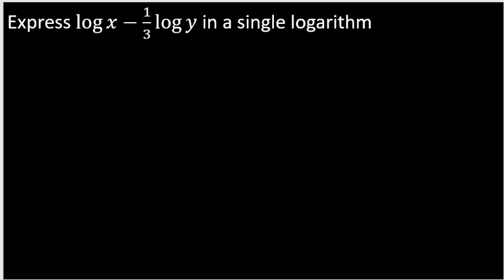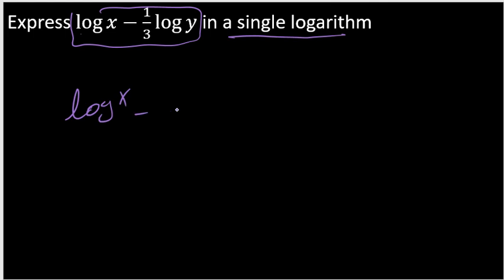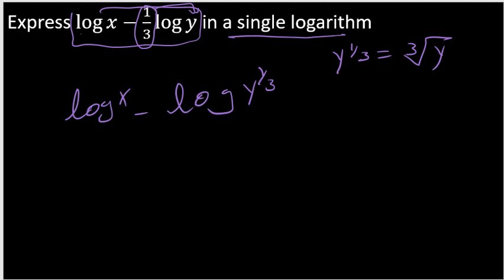The next one, it says express this logarithm as a single logarithm. There are two logarithms here expressed as a difference, so we have to make it a single logarithm. They do have the same base 10. So what I can do is log x minus log y with the 1/3 as the coefficient of the logarithm. It can be the exponent of the y here, so it will be y to the power of 1/3, which is the same as the cube root of y.